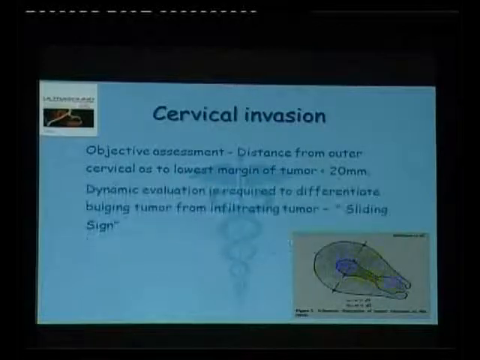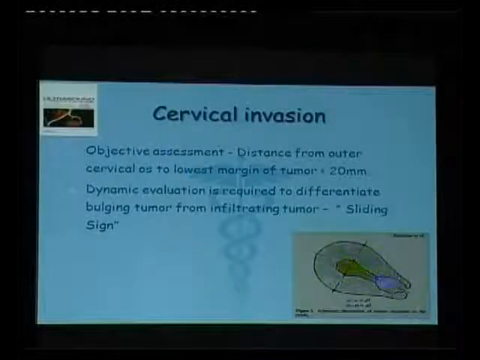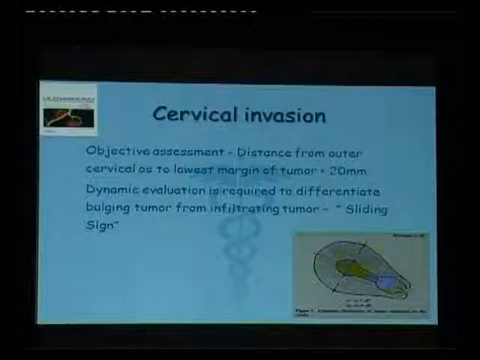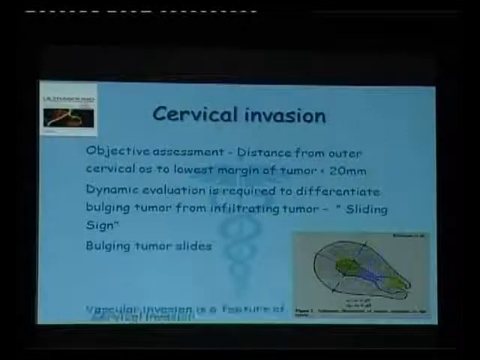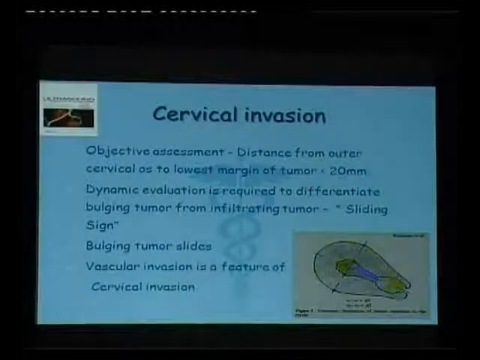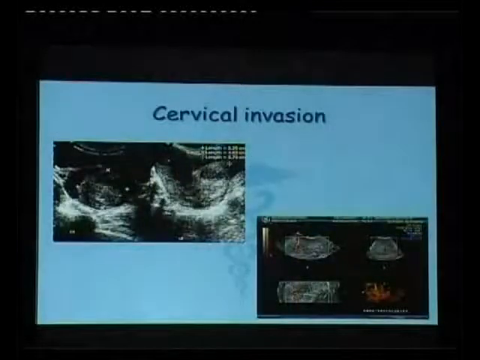Another important thing is you can even do a dynamic evaluation, and this dynamic evaluation is called the sliding sign, where a bulging tumor slides, whereas an infiltrating tumor does not slide along it. Not only that, whenever there is cervical invasion, the vascularity of that region will be very high.